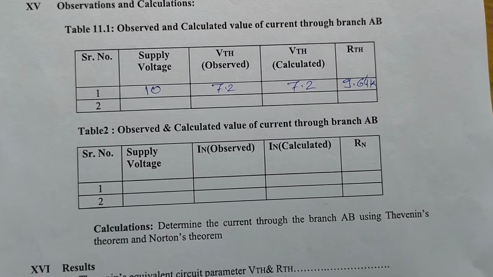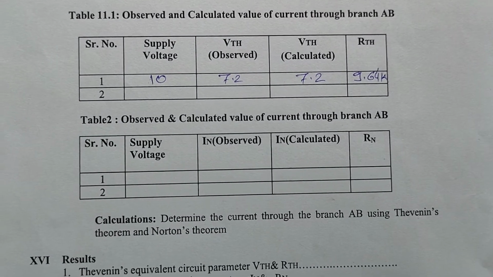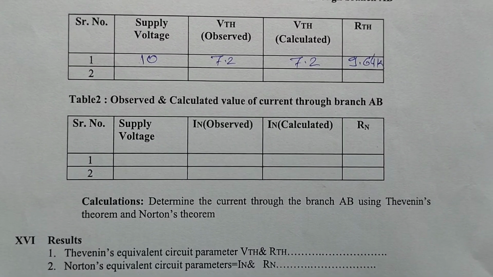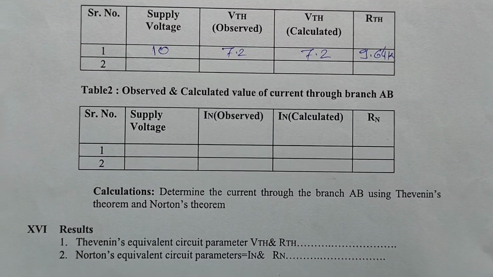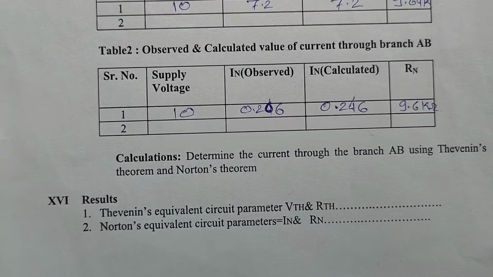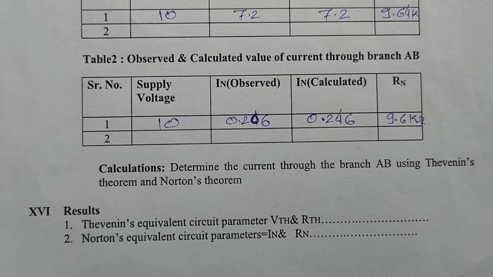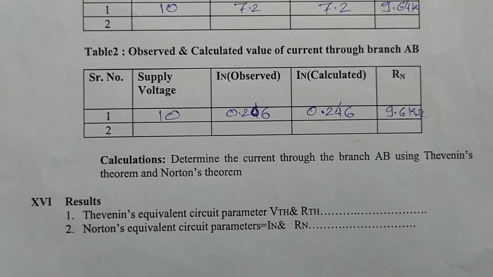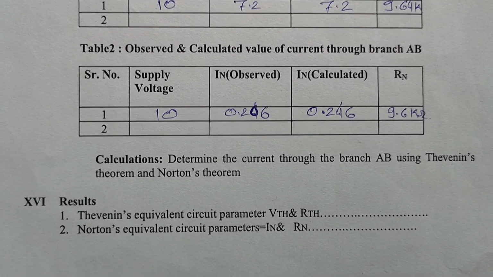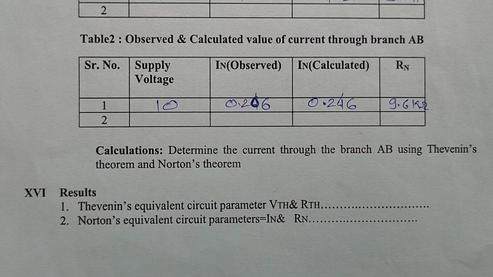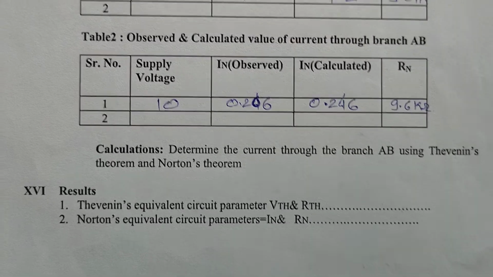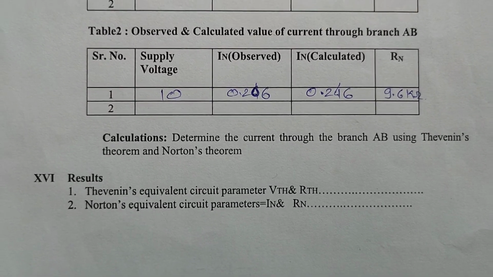So in the observation table, you have to write supply voltage as 10 volt, VTH observed as 7.2, VTH calculated as again 7.2 volt, and RTH as 9.64 kilo ohm. And in table number 2, you have to write supply voltage as 10, I observed as 0.26 and calculated as 0.246, whereas RTH is 9.6 kilo ohm. So in this way we conclude this practical.